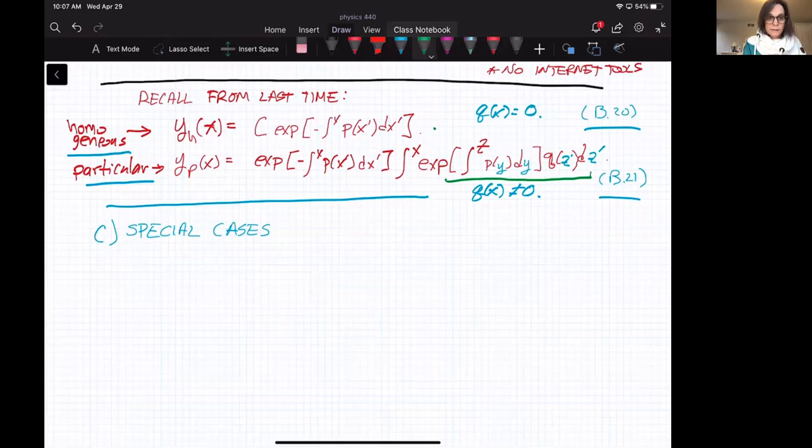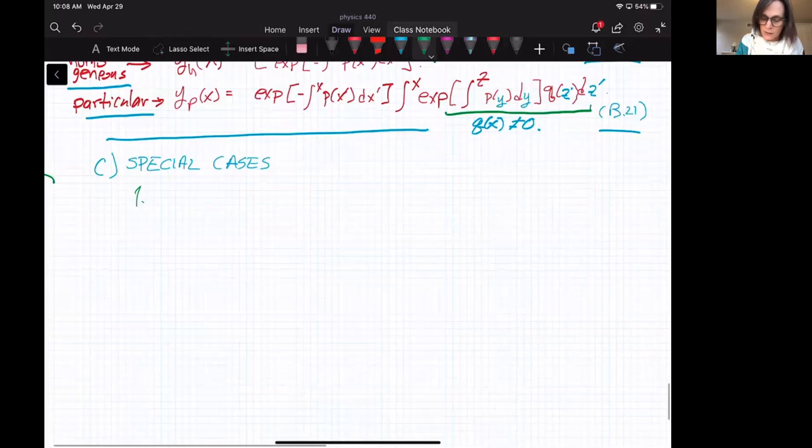Before I get to series solutions and the Frobenius method, I want to consider three special cases. Some of which your book goes over, and some of it is sort of buried in the homework. The first one is a special case if we consider the first derivative of y to be a function of y divided by x. Okay.